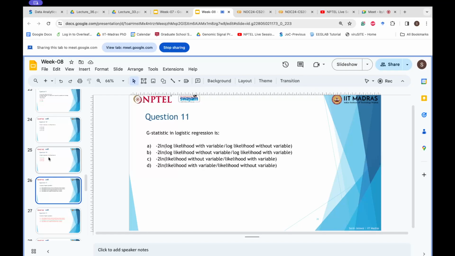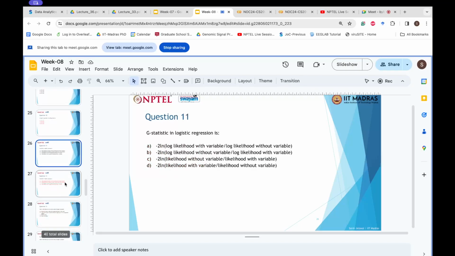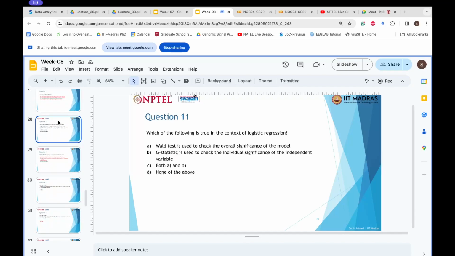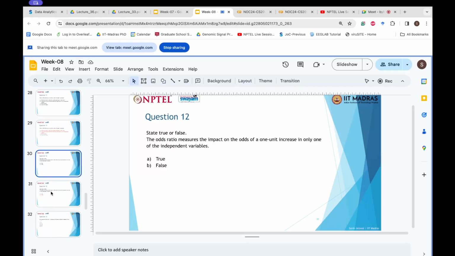So there is a term called G statistic. We'll see that later. I'll skip this question for the time being. This is also relating to that.